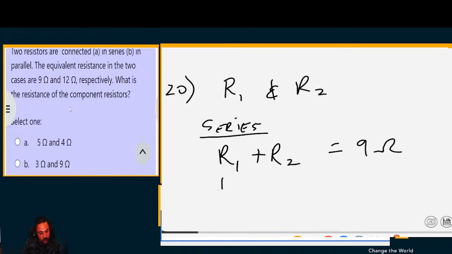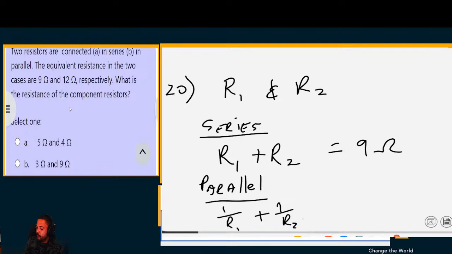So, let me just write here. This is for parallel. So 1 over R1 plus 1 over R2 is equal to 1 over 12 ohm. These are the two equations that you're going to be using to calculate R1 and R2. Now you have a simultaneous equation. You need to work out what is the resistance for R1 and R2.